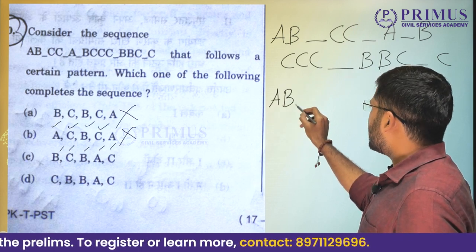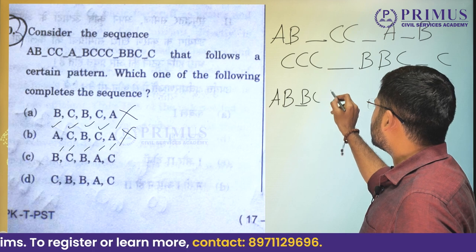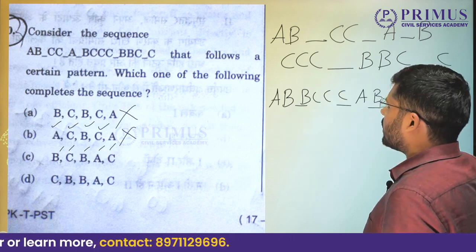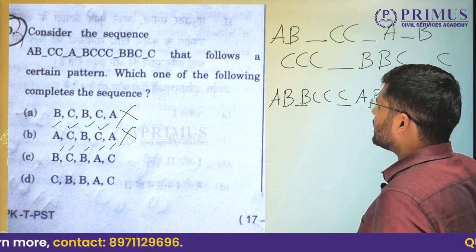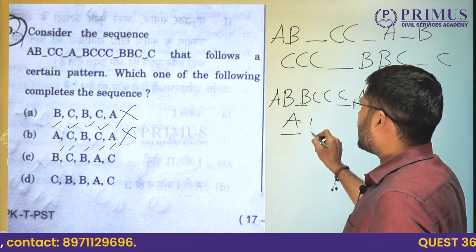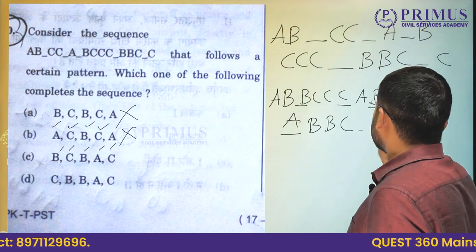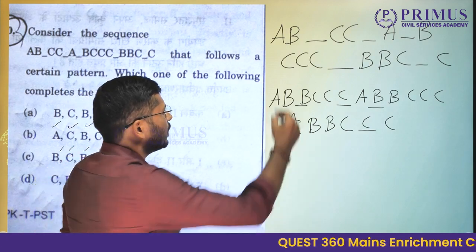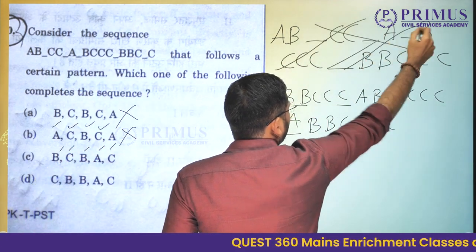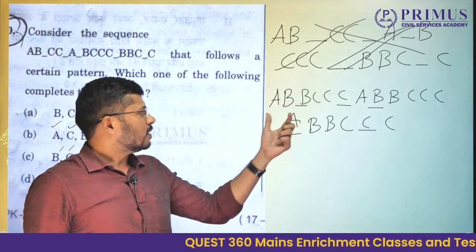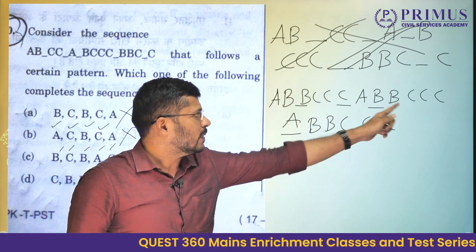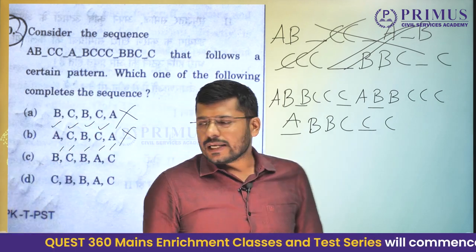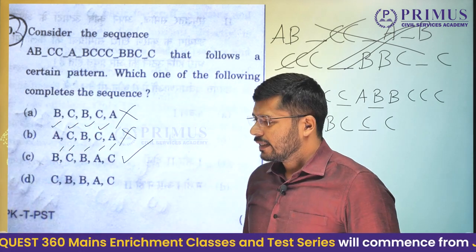That would be ABBCCC, then ABBCCC, then again ABBCCC. So take a look at the series that we get with our third choice. It is just a repetition of these letters: ABBCCC, ABBCCC, ABBCCC. So we can make a clear pattern here. So our answer will be option C.